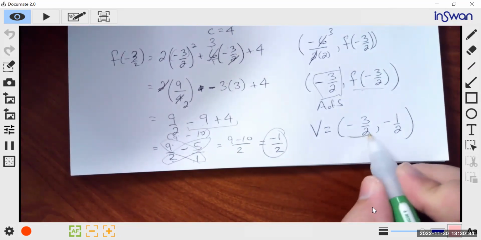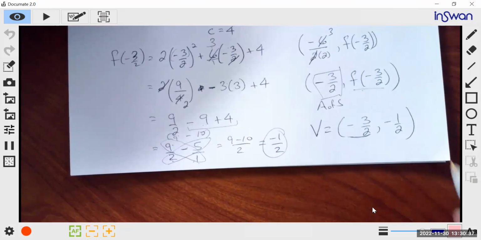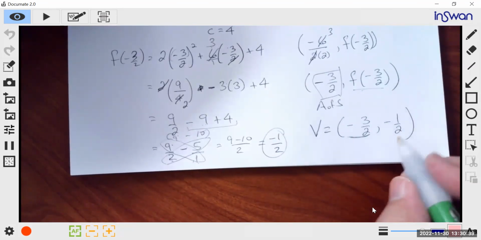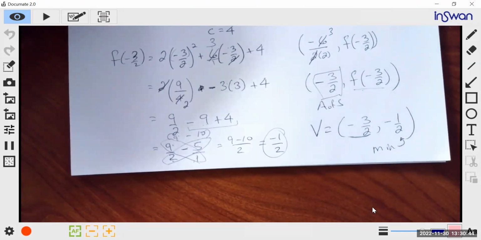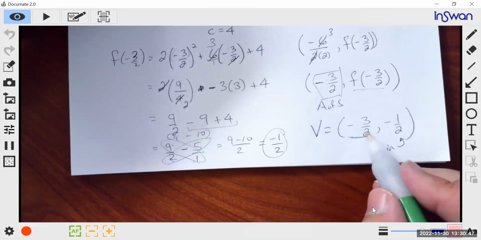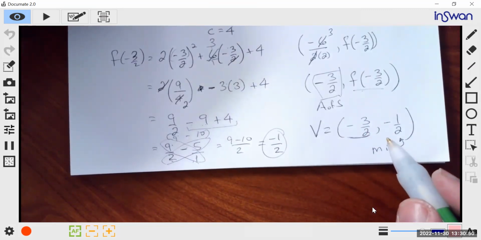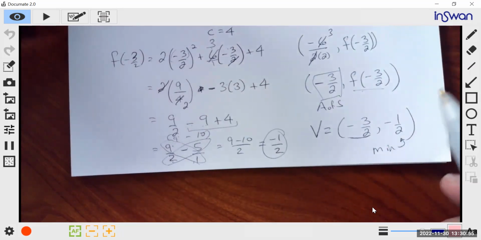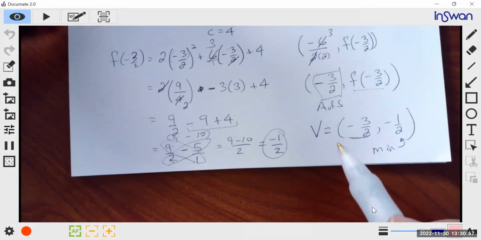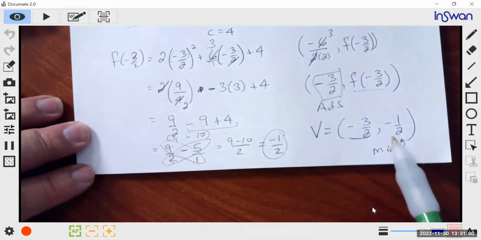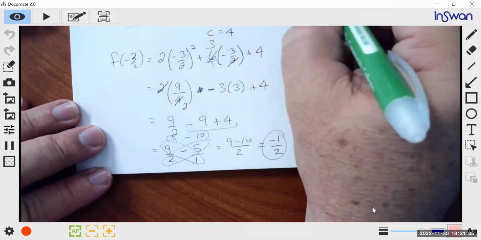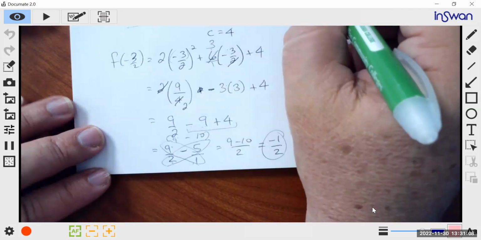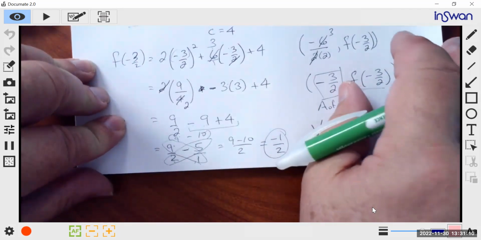The axis of symmetry is negative 3 over 2. Since it opens up, we have a min, and that's the value of the min. It happens at negative 3 over 2. And then we'd have to factor it out. In order to graph it, we have the vertex and we have the y-intercept. All we need are the x-intercepts. So we've got to solve it.